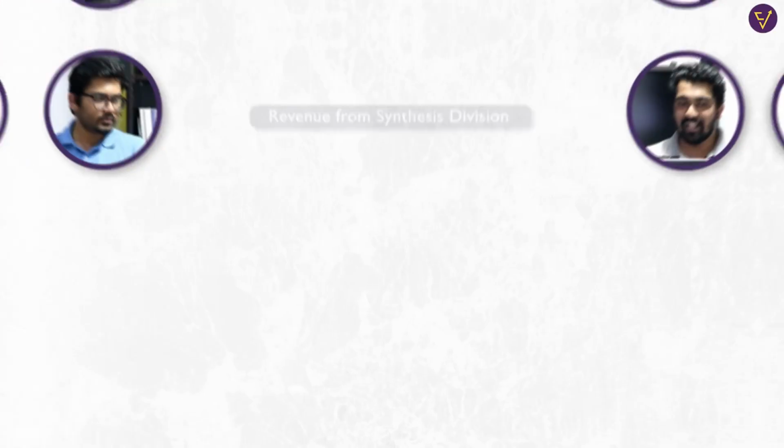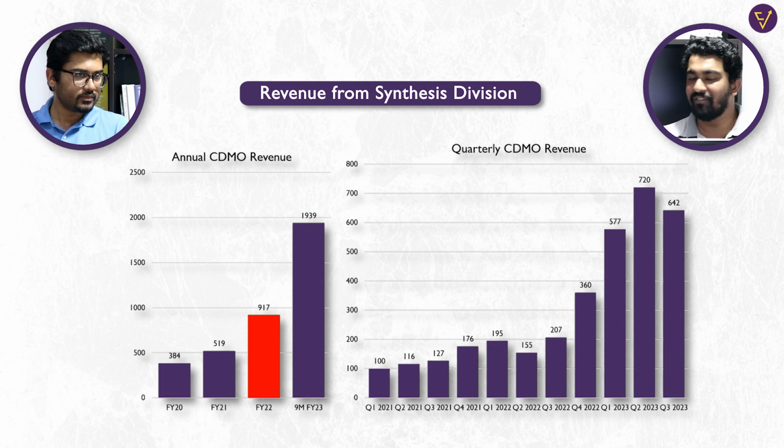Let's first understand the revenue ramp up from 2016 or 2018 onwards for their synthesis business. By and large, this has been the best year for the company in terms of synthesis. Last year, they did about 917 crores in CDMO revenue. This year, in 9 months, they've already done close to 2000 crores in sales. Right. But there is a caveat in that.